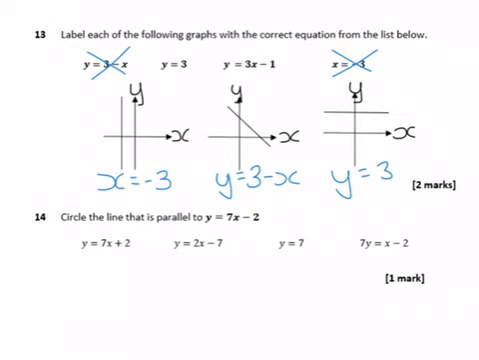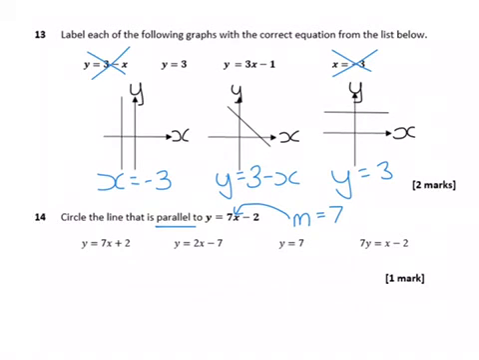Okay, on the second part, we've got to circle the line that's parallel to y equals 7x minus 2. And parallel means that they have the same gradient. So the gradient here, the coefficient of x, is 7. So the gradient is 7.